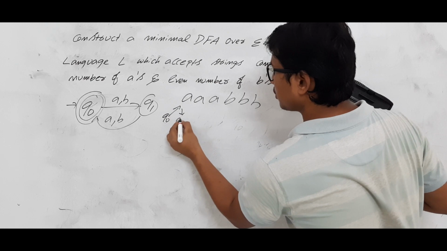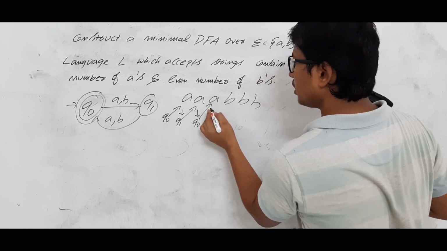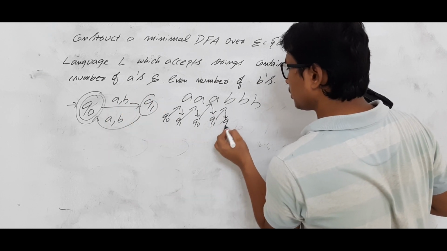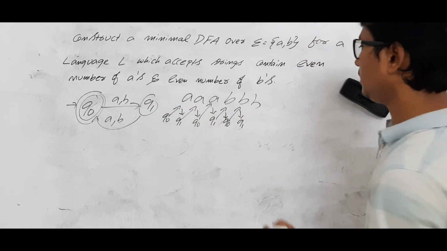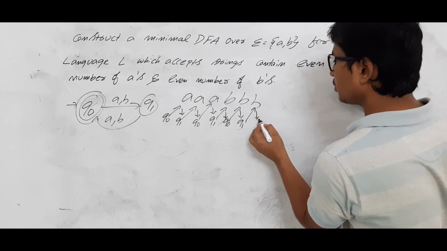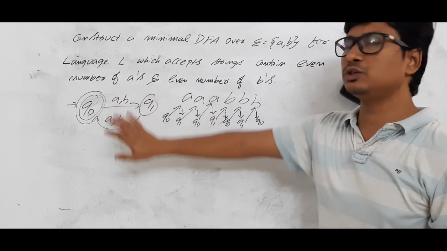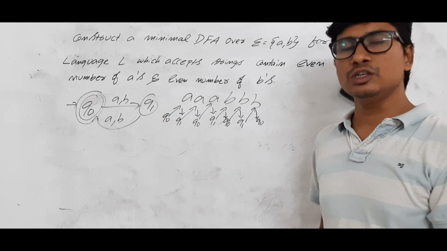Q0 on A, it will go to Q1. Q1 on A, it will go to Q0. Q0 on A, you will come to Q1. Q1 on B, you will go to Q0. Q0 on B, you will come to Q1. Is it clear? Q1 on B, you will go to Q0. So Q0 is a final state which is accepting, but it should not accept. So whatever DFA you have constructed is wrong.